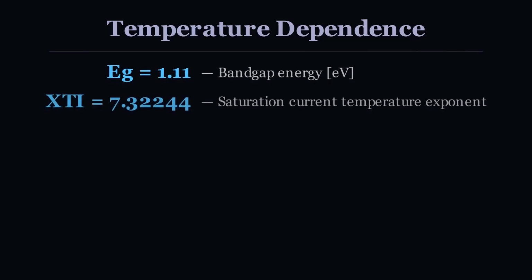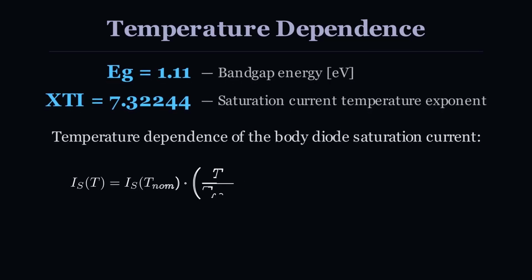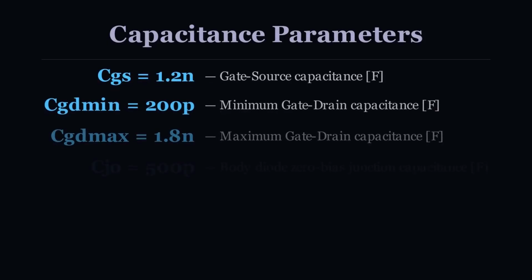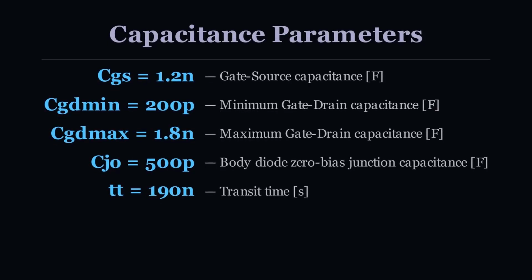Then we have Eg, the band gap energy. Xti is the saturation current temperature exponent, describing the temperature dependence of the body diode saturation current. Then we have the capacitance parameters. Cgs is the gate source capacitance. Cgdmin is the minimum gate drain capacitance. Cgdmax is the maximum gate drain capacitance. The Miller capacitance varies with VDS: small at high VDS, off, and large at low VDS, on.